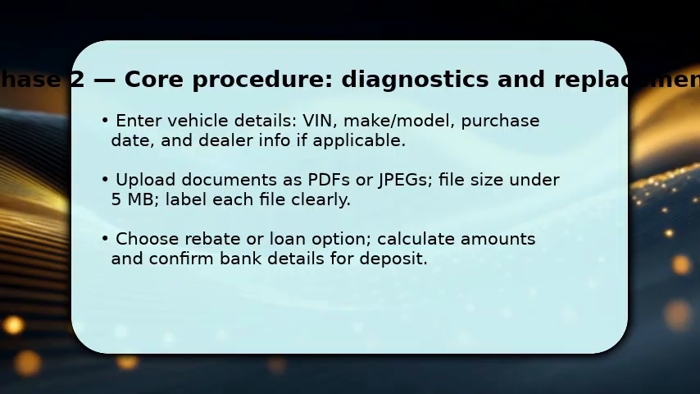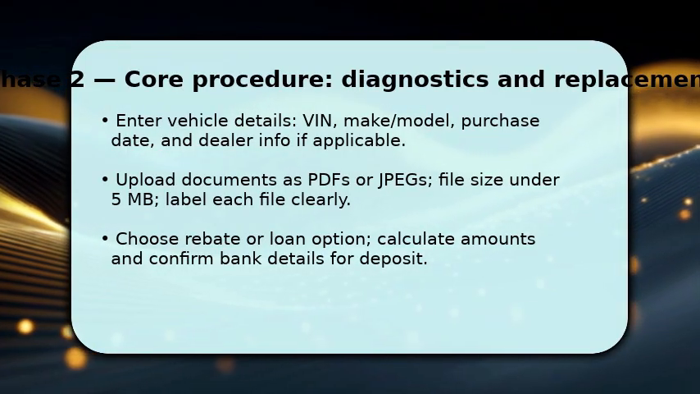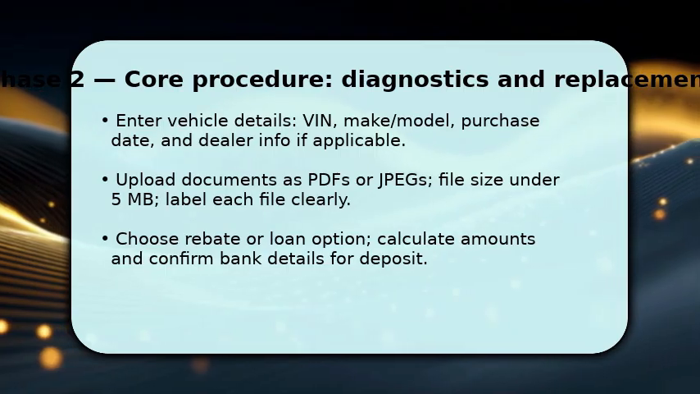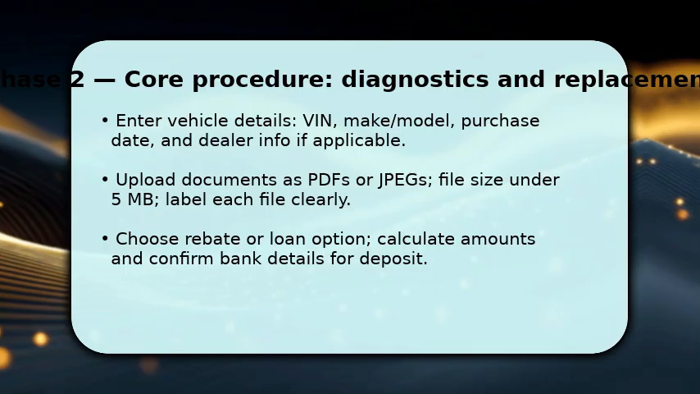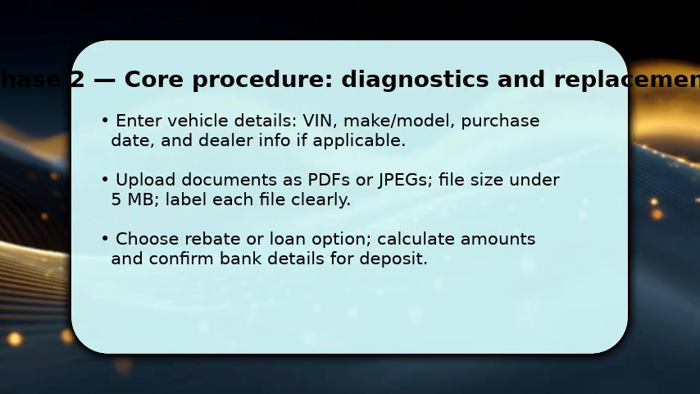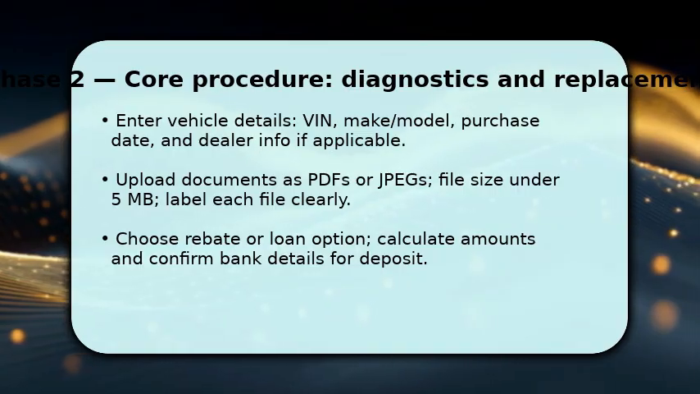You now work through the main form. Enter vehicle details precisely, VIN, make, model, and purchase or delivery date, because small errors cause rejections. Upload your documents as PDF or JPEG, keep files under 5 MB, and label them so reviewers find everything fast.